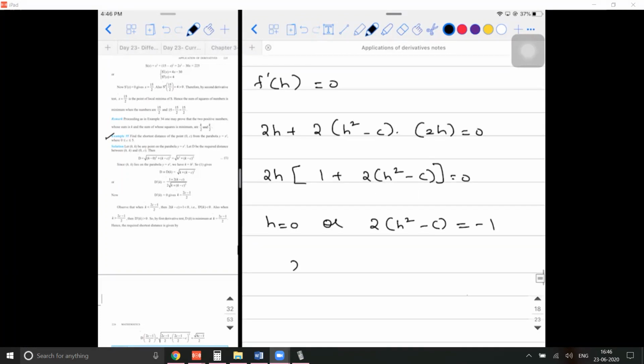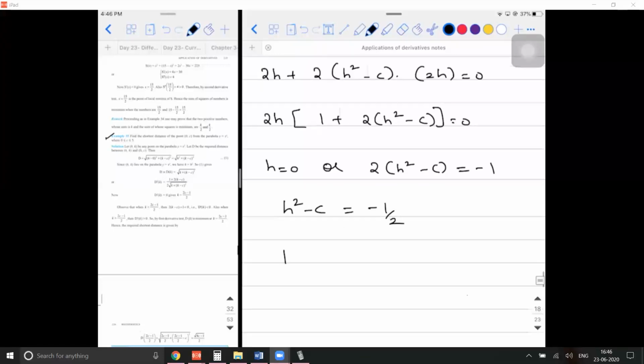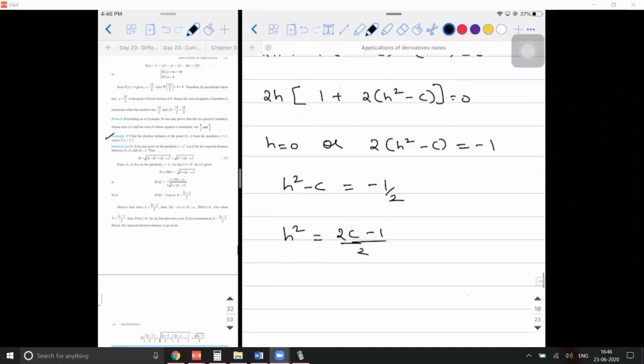Right? Then 2 into h square minus c can be equal to minus half. Then h square can be equal to c minus half. That is 2c minus 1 by 2. Can I write it like this? Then what can be the value of h?